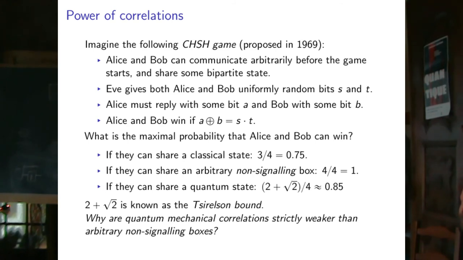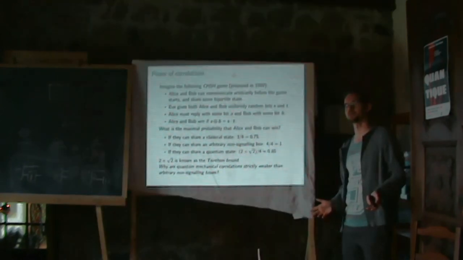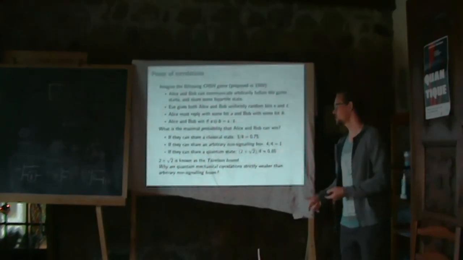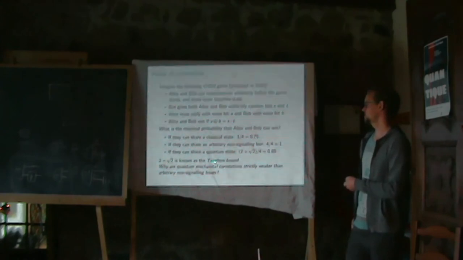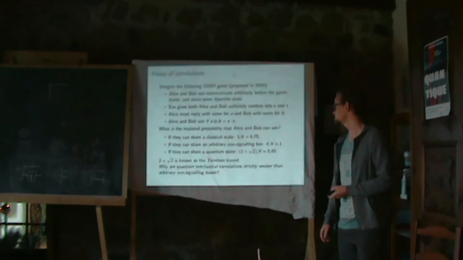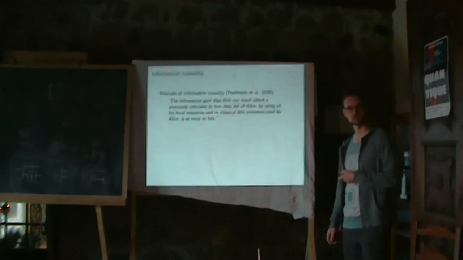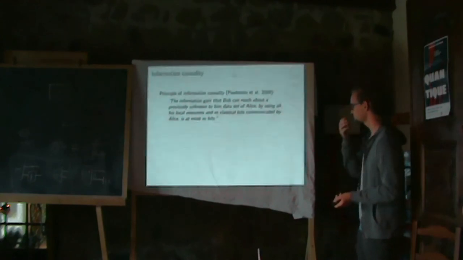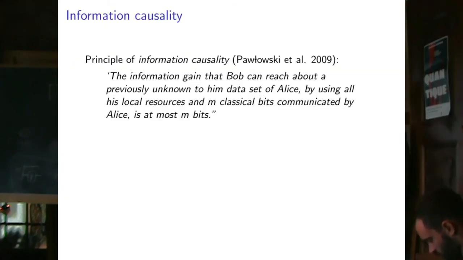And for a very long time the question was, okay, so quantum mechanical correlations are stronger than classical correlations, but they're not as strong as they hypothetically could be. That's very weird, okay? So people have wondered, can we find some nice reason why it must be this bound? Okay, and it took a very long time, but in 2009, some people proposed a way you can actually get these correlations out of it. So this is a quote from their paper, which is the principle of information causality.